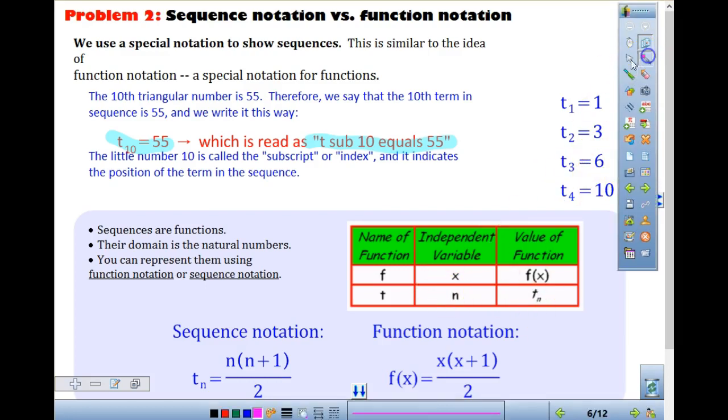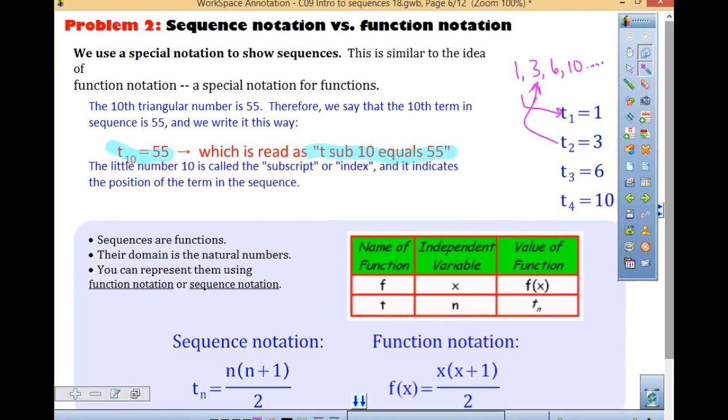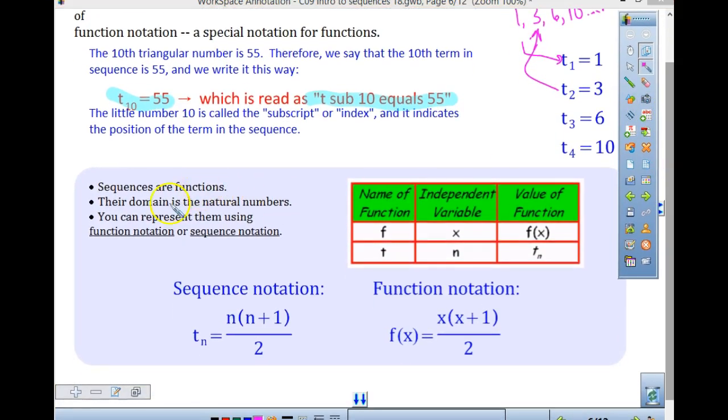So if I wanted to make a list of these numbers, this is what the sequence looks like. It looks like 1, 3, 6, 10, right? This is the first number. T sub 1 equals 1. This is the second term in that sequence. So t sub 2 equals 3. So that's the notation, okay, that you are looking at. So as we look at this, it says sequences are functions. Their domain is natural numbers. We are representing them using function notation or sequence notation. So here it is in sequence notation. The term t sub n is equal to n times n plus 1. This is function notation.